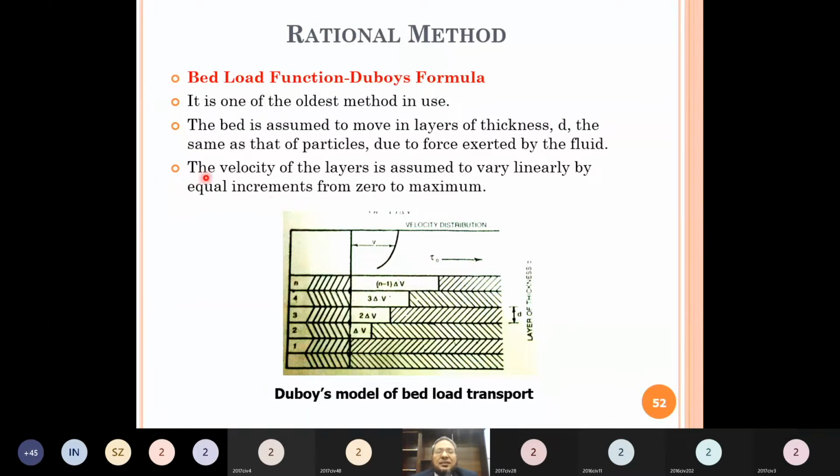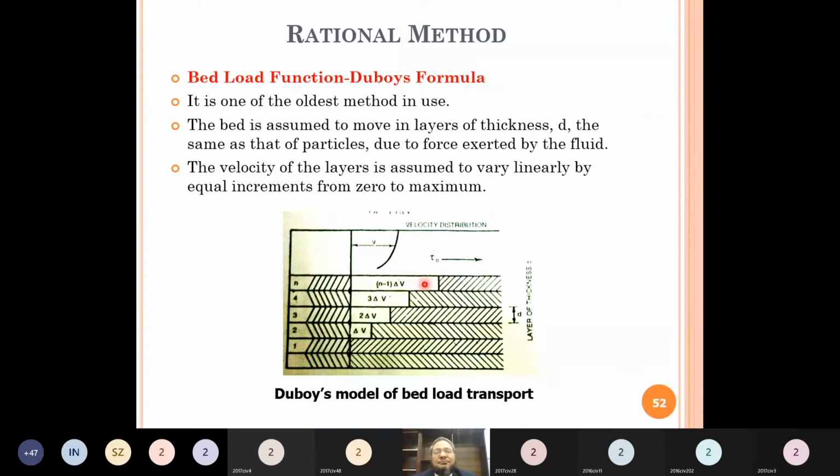So here it is mentioned that the velocity of the layers is assumed to vary linearly by equal increments from 0 to maximum. This is the first layer, the second, third, and the second layer is moving with delta V. The third layer is moving with twice delta V, then 3 delta V. The nth layer is moving with (n minus 1) times delta V. So this concept was given by Dubai while deriving his equation to compute the bed load transport rate.